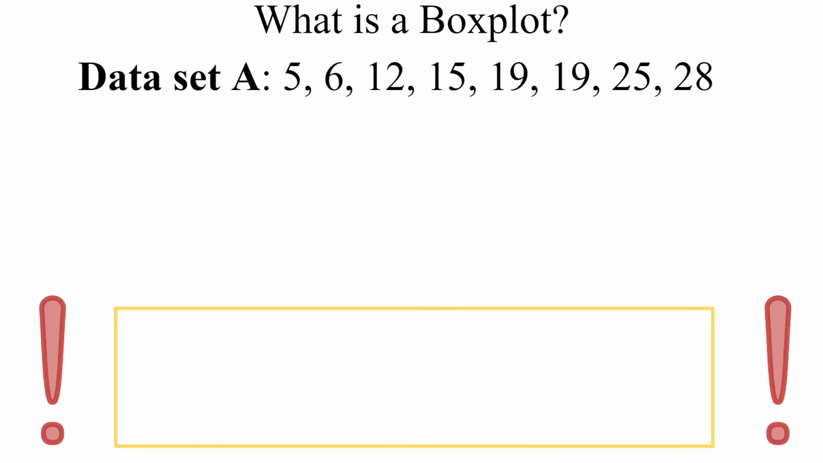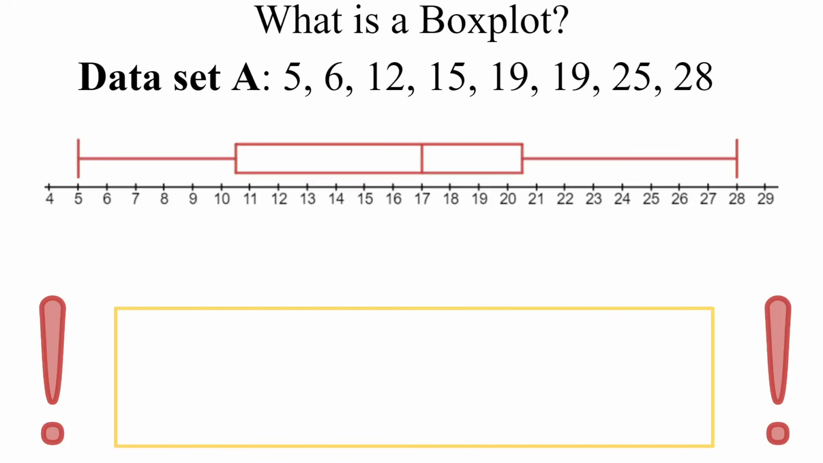All right, now we're going to do a box plot. Take a look at this data set. A box plot is also called a box and whisker plot. Really, all you need to know is that the leftmost tick is the min, the right whisker is the max, and the line in the center of the box is the median. That is all you need to know.